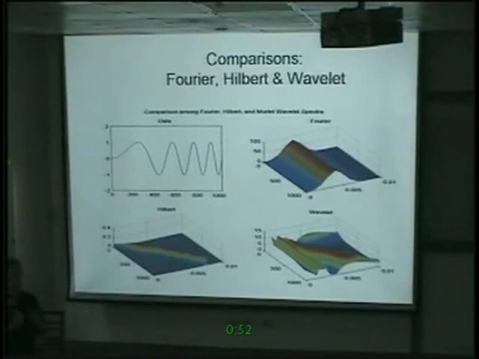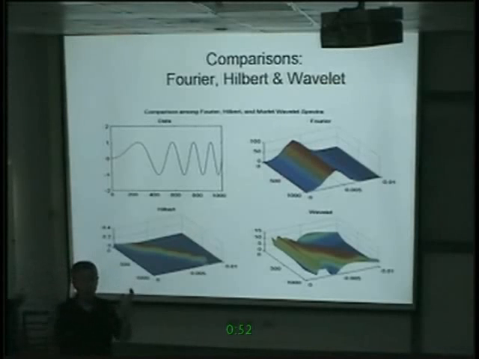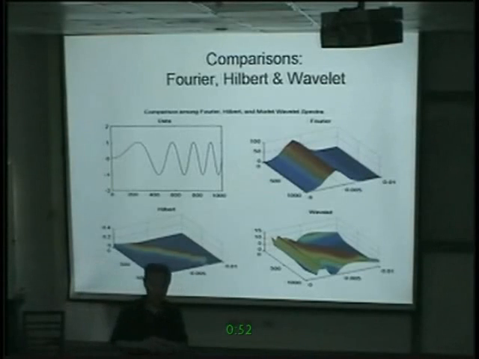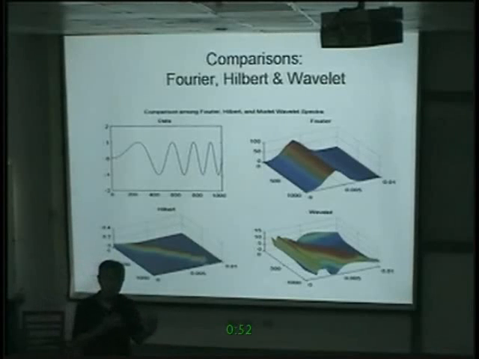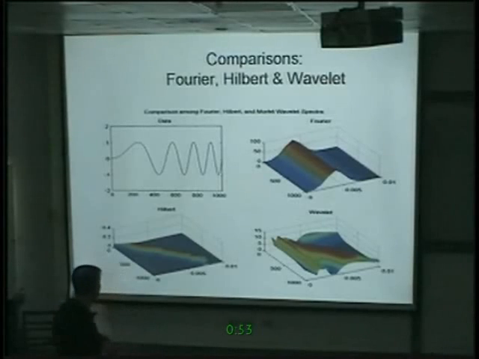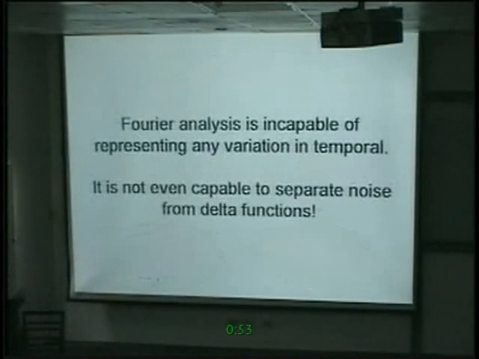And that's the difference. When you look at this, I will ask you, so what do you see? I see 500 waves. But how can 500 waves be put back into this? That's not a simple problem. For example, I can use 500 sine waves of the same amplitude and different frequencies to make a delta function. I can use 500 waves to make noise. Their spectrum looks identical. So Fourier analysis is incapable of representing any variation in the temporal space, and it's even incapable of separating noise from a delta function.